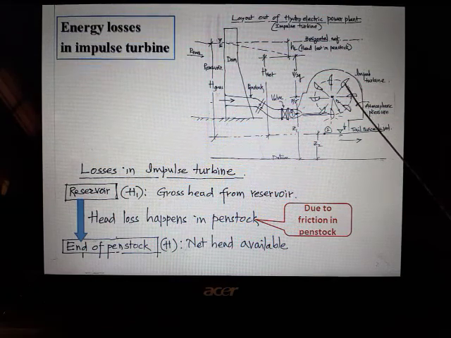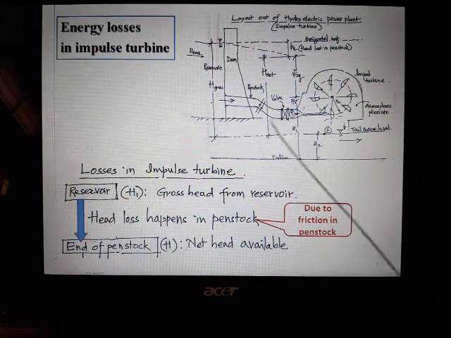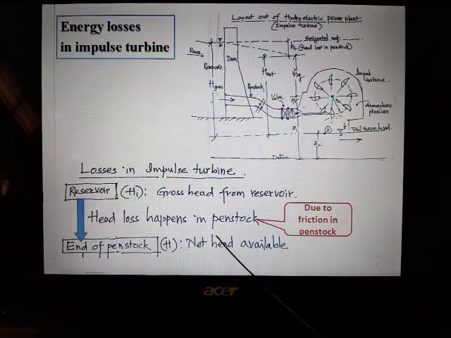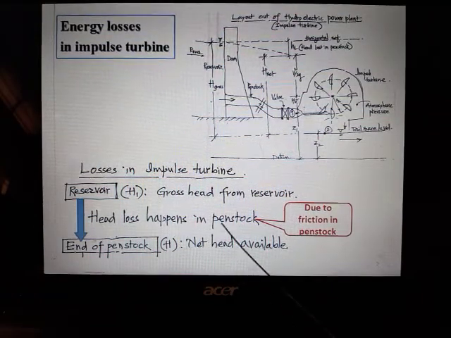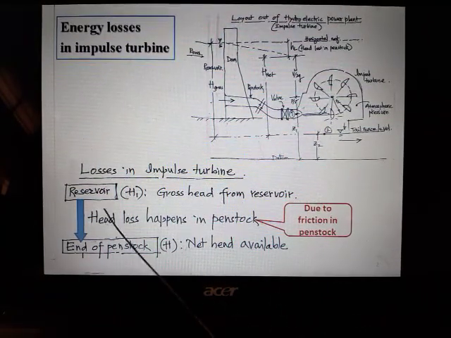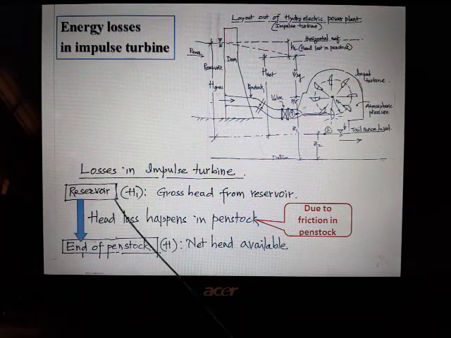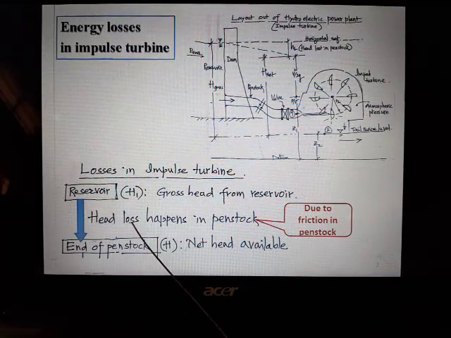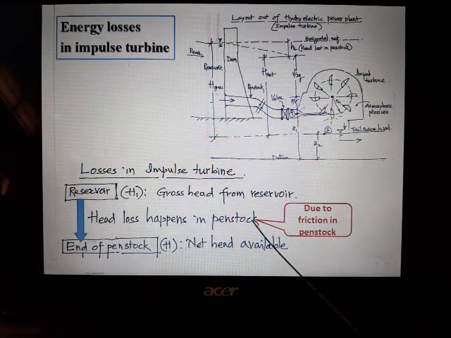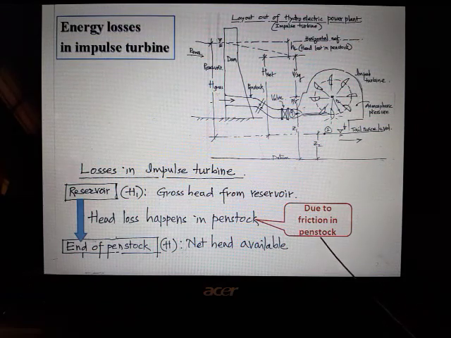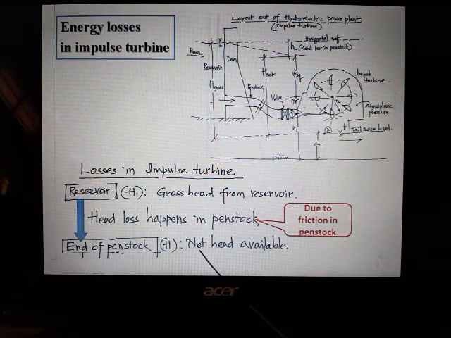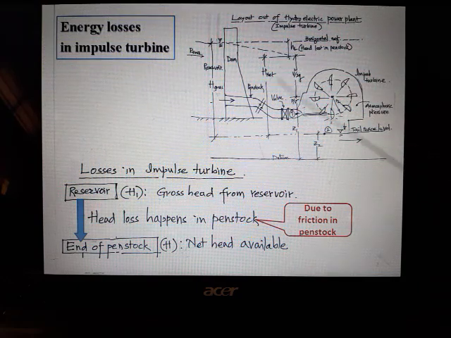So after the losses, it gets into the shaft power. Up to generating the shaft power, whatever losses are there will be framed in a variety of efficiencies. We'll go one by one. So here, losses in impulse turbine: from the reservoir to the end of the penstock, head loss happens in the penstock. This is due to friction in the penstock. So before it was a gross head, then it has come down to net head. It was gross head, it has come down to net head; there is a loss.